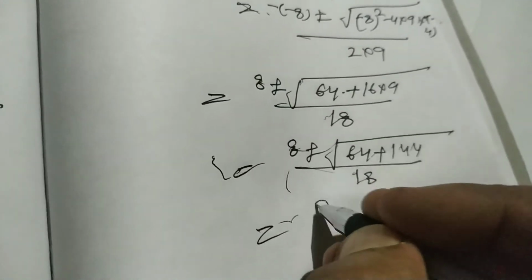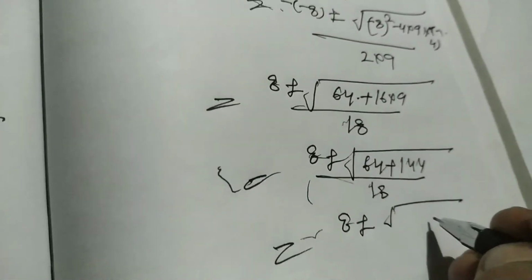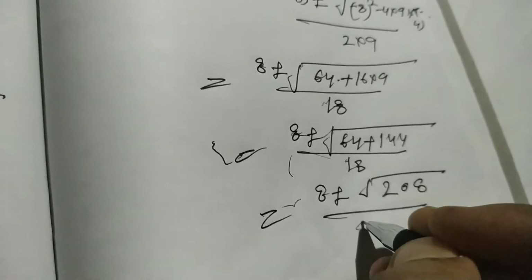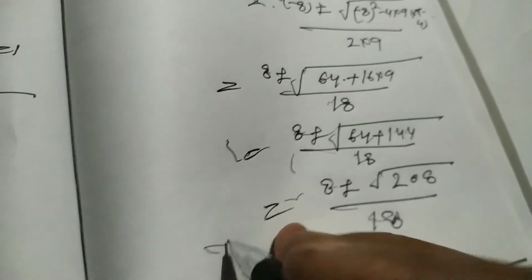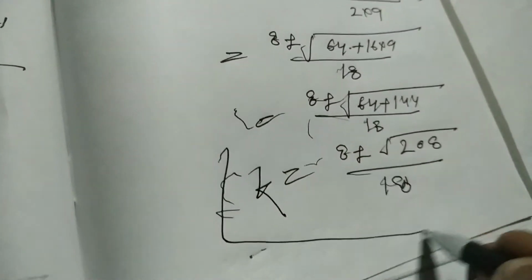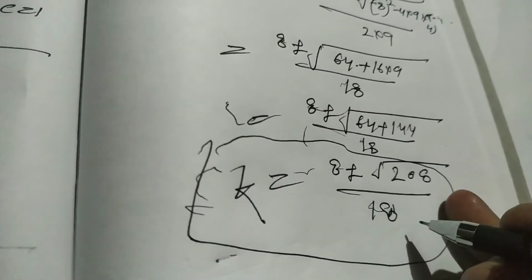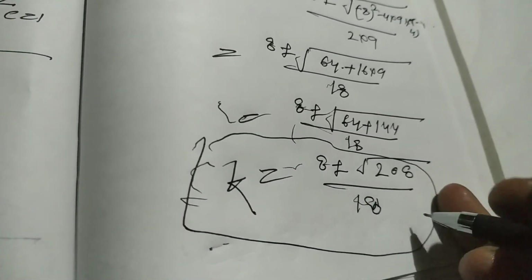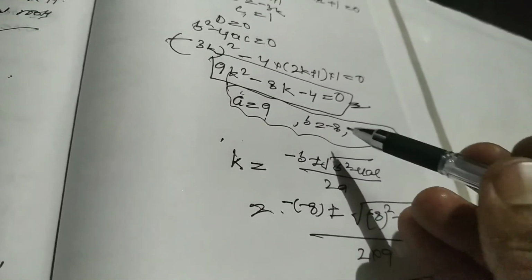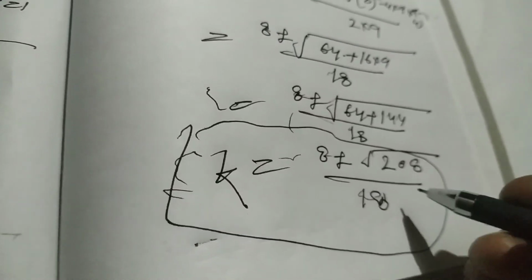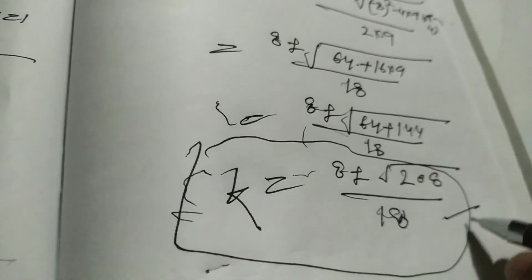Now this is equal to 8 ± √208 upon 18. If you want to further solve it, this is k that we have. It is not a perfect square, so if you want to solve it further, you can. That is another quadratic equation; we solve it and we get k. The k must be 8 ± √208 upon 18, right? This is the solution.